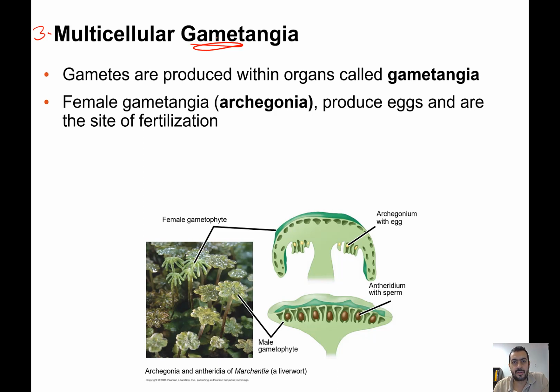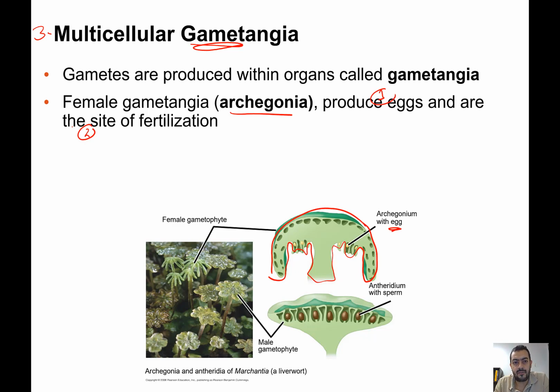The female gamete producing organs, we call them archegonia. As you can see here, this is the archegonia. The archegonia is a multicellular organ that produces the eggs. This is number one. And number two, it is also the site of fertilization. So fertilization will take place in the archegonia.